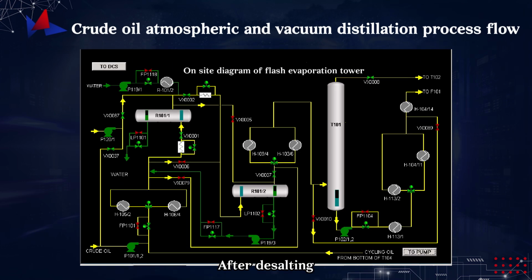After desalting, the crude oil is again divided into 2 streams. One stream exchanges heat with atmospheric side streams, passing successively through the desalted crude oil ATM heavy diesel exchanger, desalted crude oil ATM third side stream exchanger, desalted crude oil ATM second intermediate reflux exchanger, desalted crude oil ATM third side stream exchanger, and desalted crude oil ATM heavy diesel exchanger for heat exchange. After the temperature rises to 222 degrees Celsius, it mixes with the heat-exchanged crude oil from the vacuum stream and enters the flash tower T101.